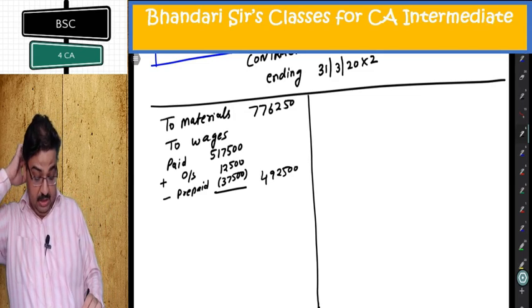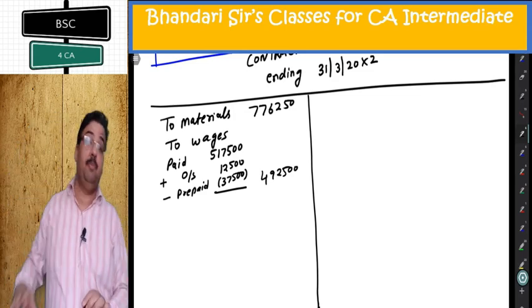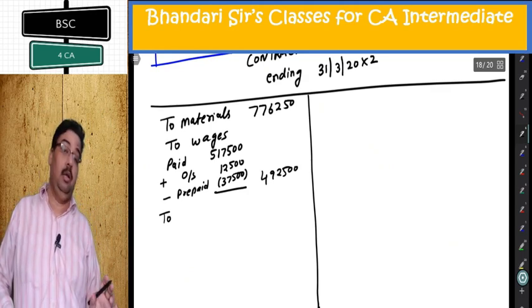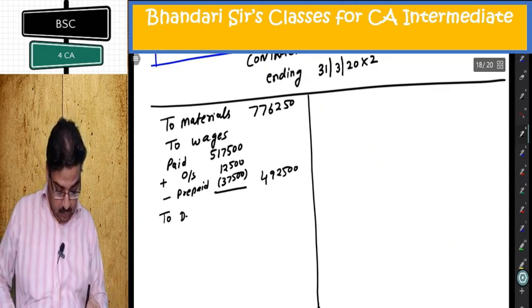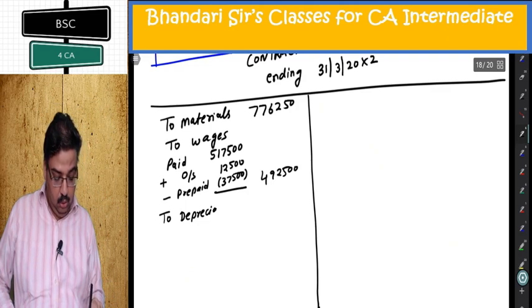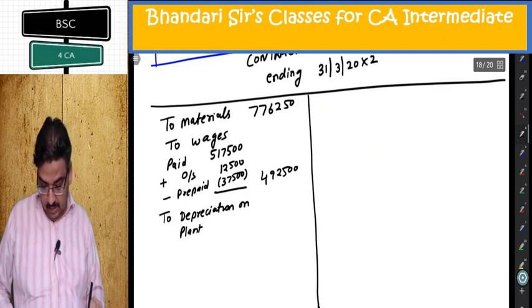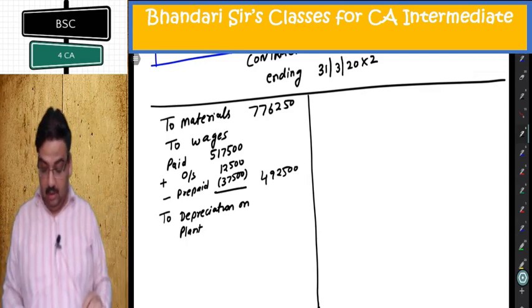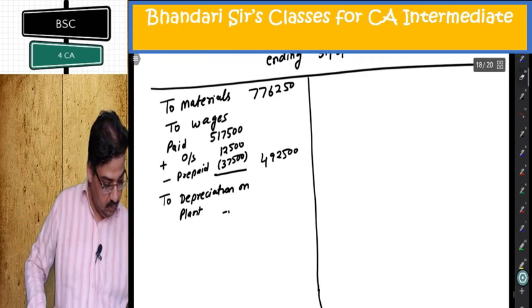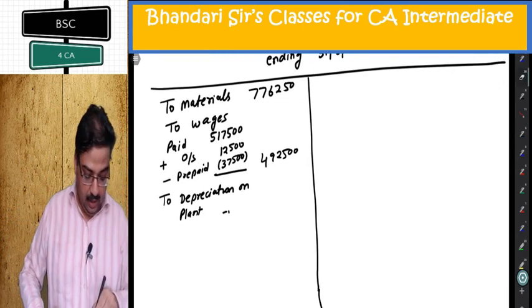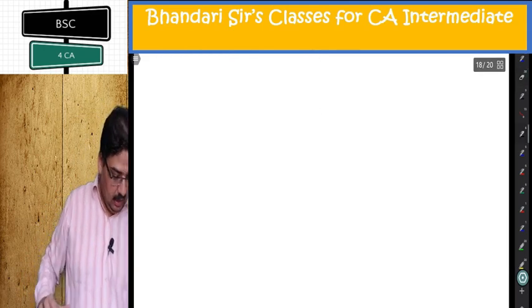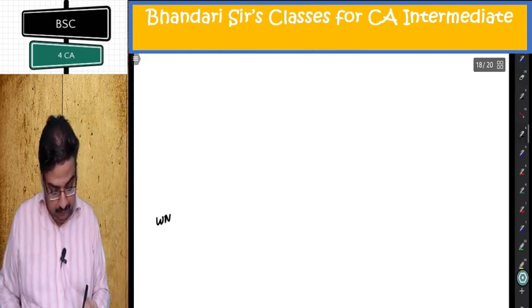Then plant purchased. I don't put the plant purchased. I put the depreciation on that. In books you will find plant opening, plant closing. I don't do it like that. To depreciation on plant. At the bottom it is written annual depreciation is 25% on written down value method. I'll make a working note for depreciation on plant because of the adjustment which was given. I prepare working note 1.